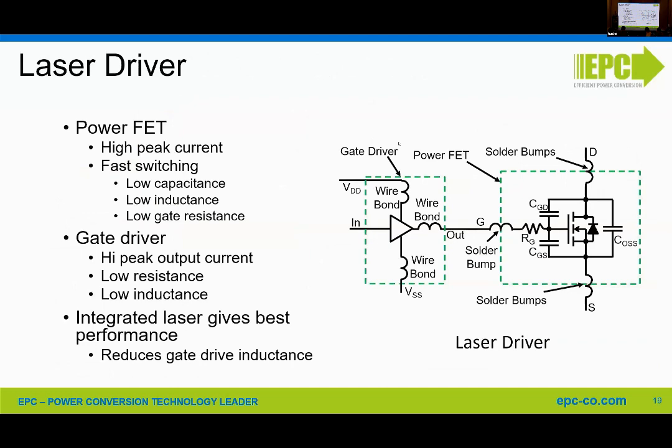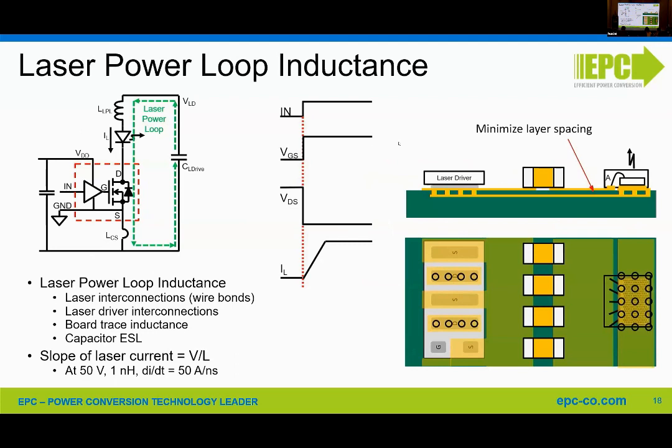And we developed at EPC, John Glaser has developed some layout techniques where we have the laser driver, the cap, and the laser all on the top layer. So what you're going to have is the current go from the capacitor into the laser driver on the top layer, and then you go into the second layer to return to the laser driver, and then the loop is completed when the current goes back to the capacitors.